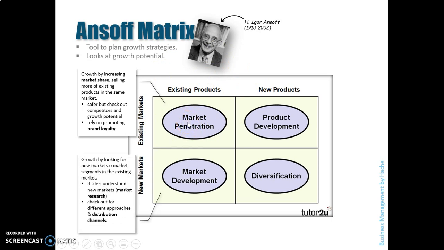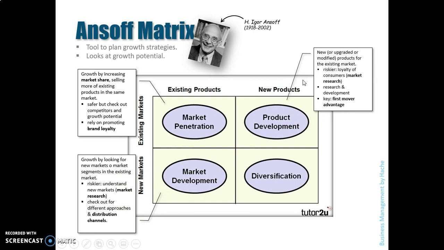A riskier possibility is market development, which is growth by looking for new markets or new market segments other than the existing market. So it's looking for new spaces to sell the same product or the same set of products. Okay, so you just try to open up different markets than the ones you already have. Okay, it's riskier. You need to do some market research to understand the new markets and then sell. And you have to check out different approaches and different distribution channels, because different markets will require different approaches, different strategies and different ways to distribute your products. Okay, so this is why it is riskier.